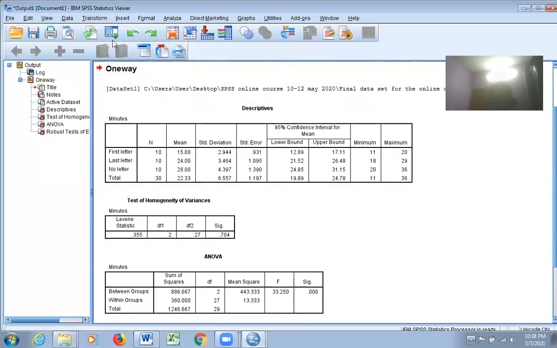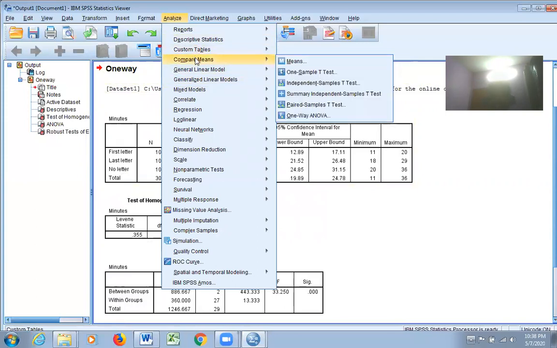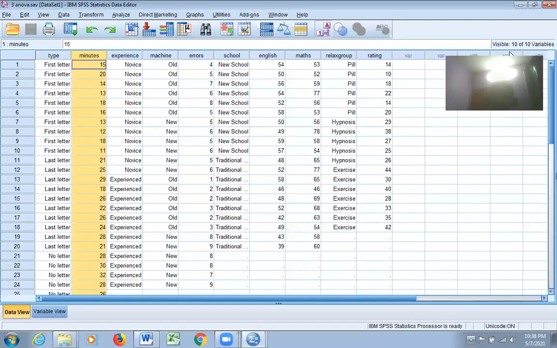Fine. A question comes here. Sir, you talked about two analyses, one is post hoc and another is planned comparison. What is the difference between these two? Let us see here. Go to compare means, one way ANOVA, and here there's an option called post hoc. The same test I'm going to conduct again by adding one more item, called the post hoc test.